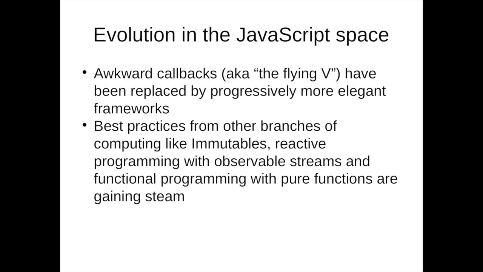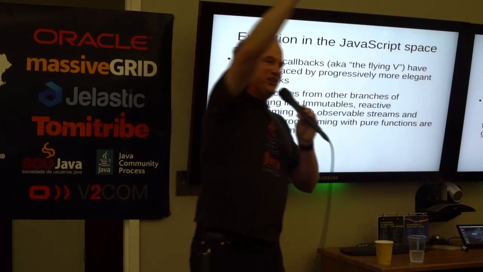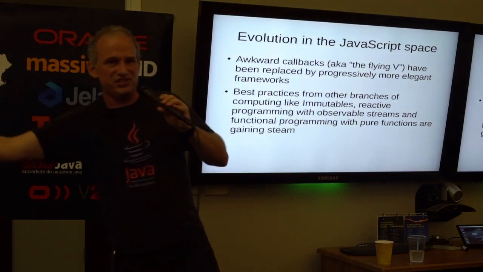Everybody remembers when you first were doing $get, and you had your success callback. Let's say you're trying to call a series of REST services in order, and you're having to nest them one inside the other, right? And you get these kind of crazy flying V's in your code.